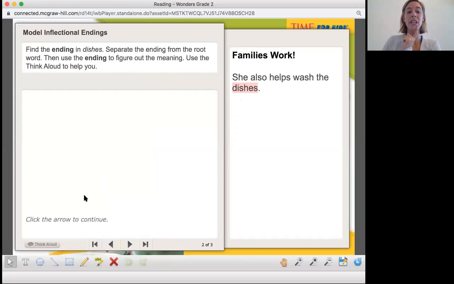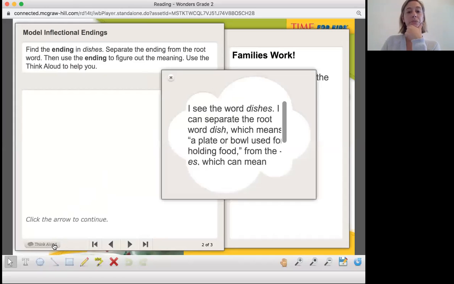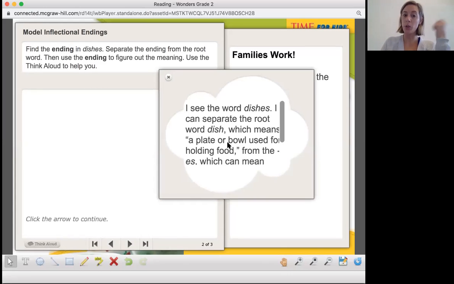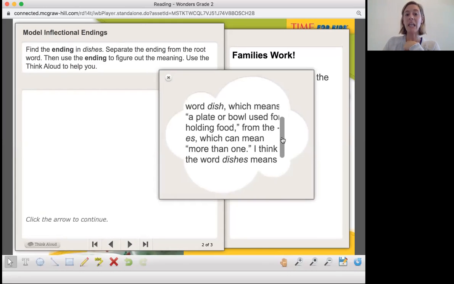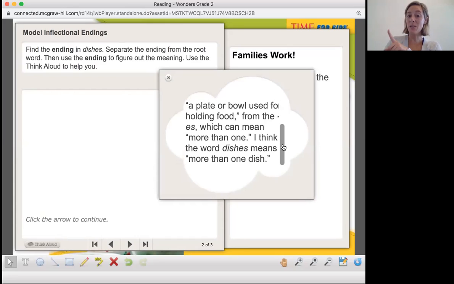So we have ES at the end of dish because we know that dish is our root or our main word. So I'm going to use the think aloud. This is something that you should be doing inside your head as you read these words too. I see the word dishes. I can separate the root word dish, which means a plate or bowl used for holding food, from the ES, which can mean more than one.